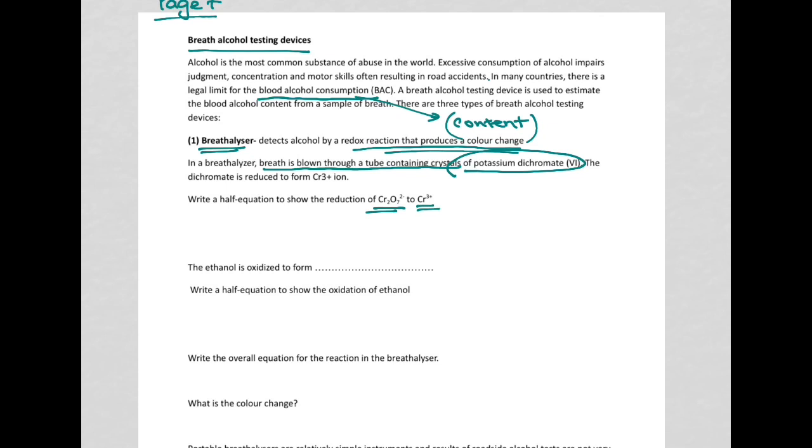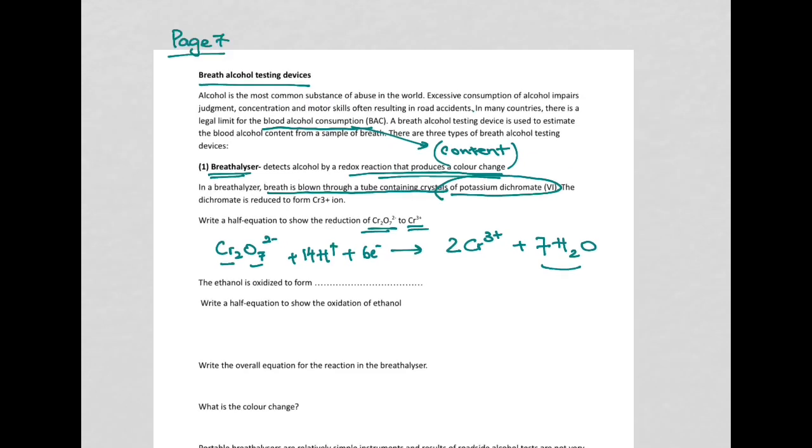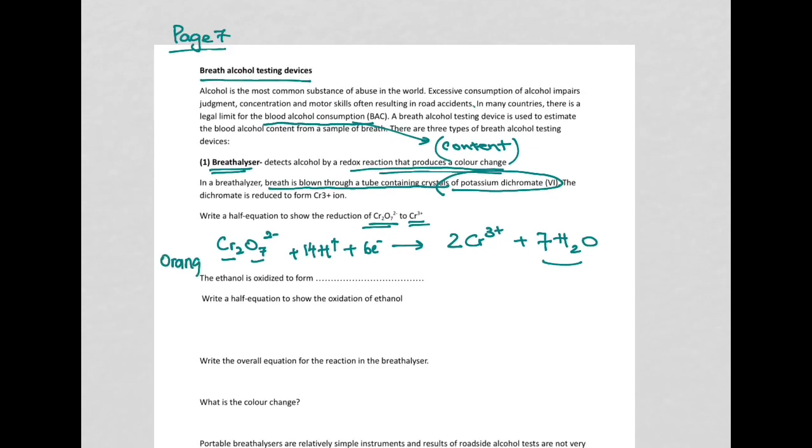And if we write the half equation, we're going to start by writing the 2 species, and then we're going to balance the number of chromium. So I'm going to put a 2 here. I will balance the number of oxygen by putting 7 H2O. And I will balance the number of hydrogen by putting H+. So there's 14H+, and I will balance the charges by using electrons. So 6 electrons. So this is orange, and when it gets reduced, this changes to green.